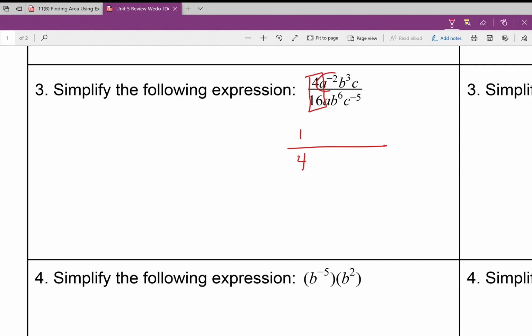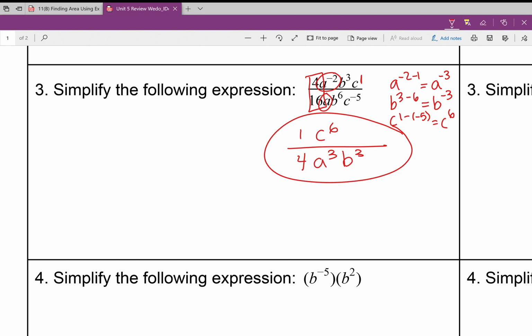Then we have a to the negative 2 and a. So remember when we're dividing, we subtract. So this is a to the negative 2 minus 1, which equals a to the negative 3. Since it's negative, we write it on the bottom and make it positive. So a to the 3rd power. Then we have our b's. We have b to the 3 minus 6, which equals b to the negative 3. Again, since it's negative, it goes on the bottom, make it positive. And then we have c to the 1 minus negative 5, which equals c to the 6. Since it's positive, it goes on the top. So this is our answer.